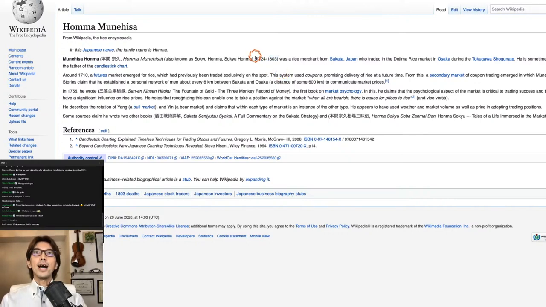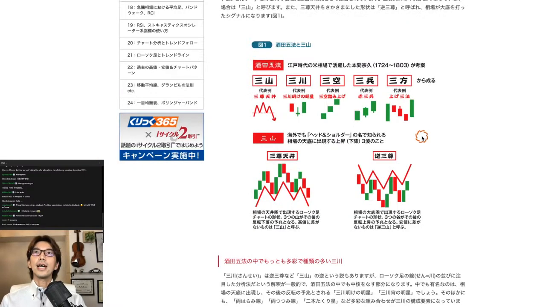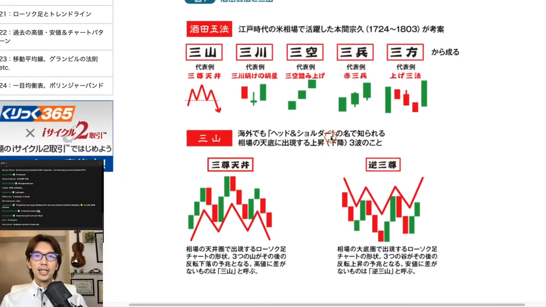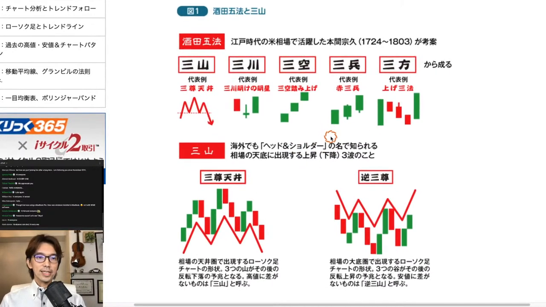And basically, he introduced many, many patterns. But today I will introduce some of the very well-known, famous candlestick patterns, which are the engulfing and also the doji candlestick patterns. This is called Sakata Goho in Japanese. And Sakata Goho is actually a very famous set of candlestick patterns that you can still apply nowadays.